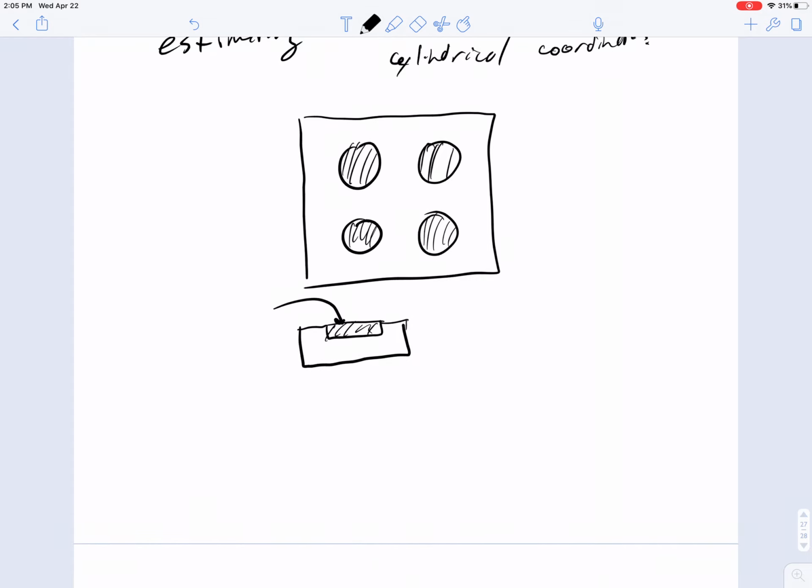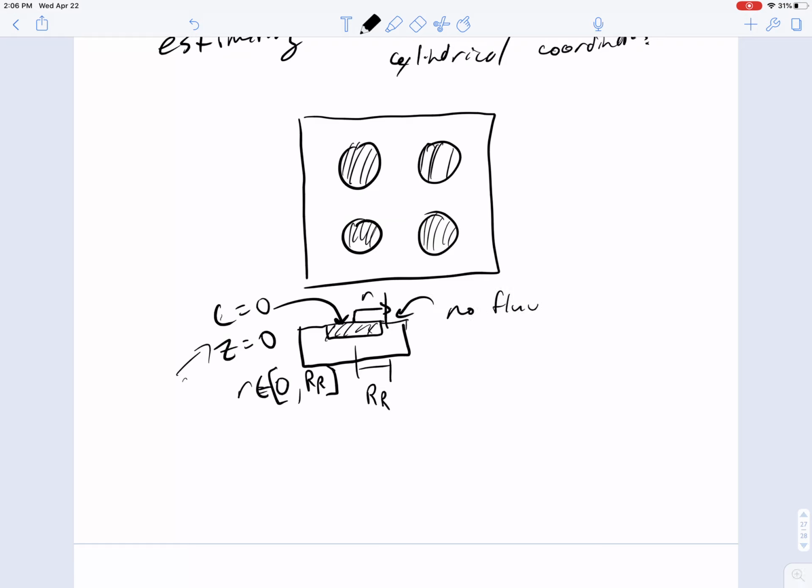On this disc, the concentration would equal 0 at z equals 0 for your r that is within the radius of your receptor. So you'd have this for these two conditions right here, for everywhere r is between 0 and the radius of your receptor. And everywhere else, like right here, would be no flux. So then you have this arrangement like so.